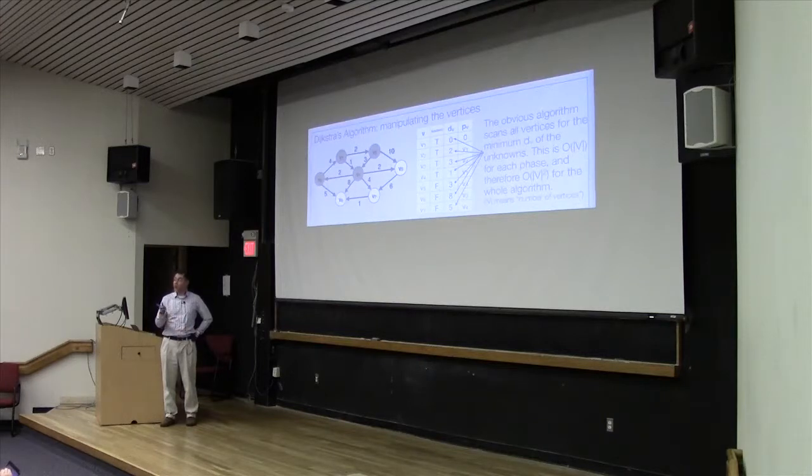The problem, or not necessarily the problem, but what that means is that for every phase you go through, you have to look at all of the vertices. And the number of phases is the number of vertices. So it becomes a number of vertices squared algorithm in this case. So it's a V squared or N squared algorithm. Is that a bad thing? It depends.